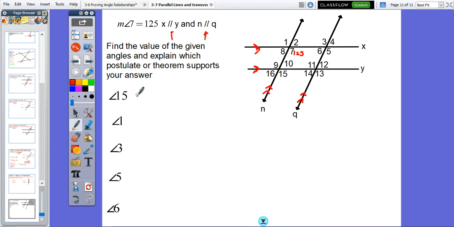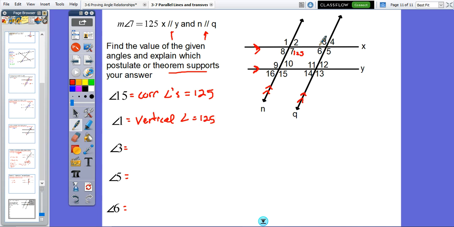So take a second, and I want you to tell me the relationship these angles have to angle 7, and then what's the measurement. So that's the whole theorem supporting your answer type of thing. So angle 15, if you look at this, 7 and 15 are corresponding angles. And since they're corresponding, they are congruent, meaning it's the same value. Angle 1 is not from this section, but a previous one. It's a vertical angle, so it's the same as well, 125.